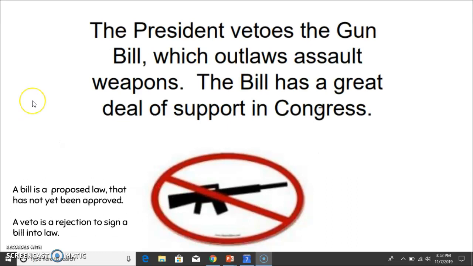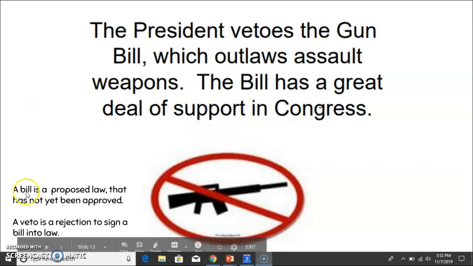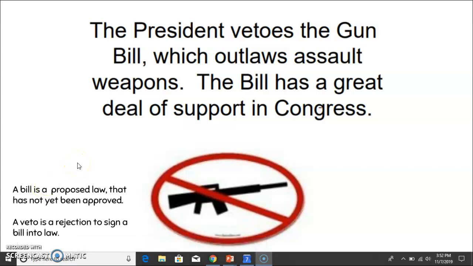All right, the second scenario is the president vetoes the gun bill, which outlaws assault weapons. The bill has a great deal of support in Congress. Now down below you see that we have a couple of vocabulary words if you're unfamiliar with those words. And we're going to look and see how each branch is involved when something happens like this.